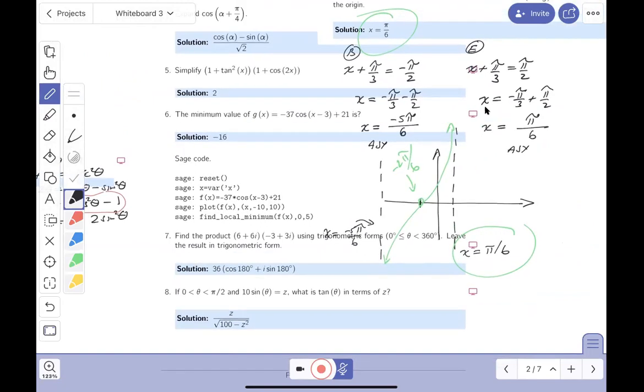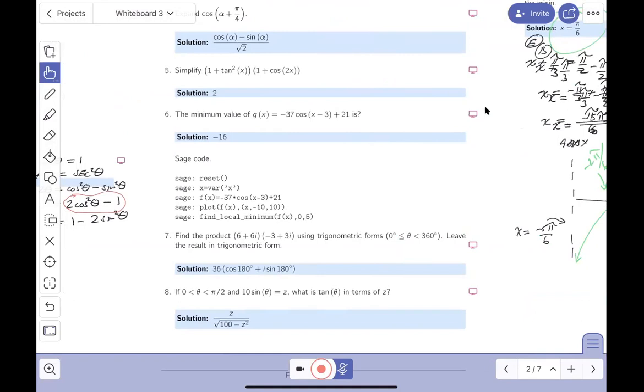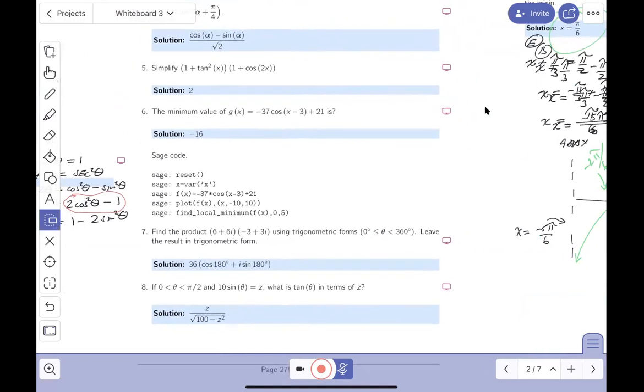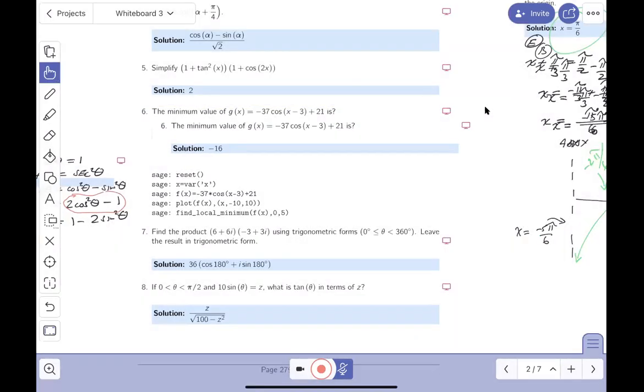All right, let's go to number 6. And number 6, let's push this on the side. Give me a second. Done with that business. And I'm going to pull 6 on the side now. By the way, I'm not interested in the Sage code.